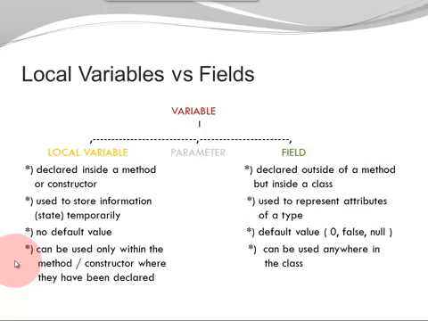And last but not least, local variables can be used only within the method or constructor where they have been declared. Please notice the word only. Local variables definitely cannot be used anywhere outside the method or constructor where they have been declared, but their scope might even be further restricted if they are declared within a code block. Fields can be used anywhere in the class, so we have no restriction to any special code segment here.